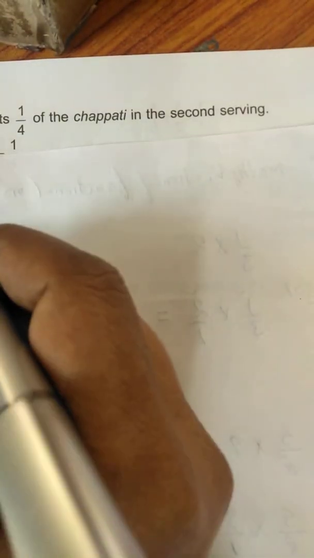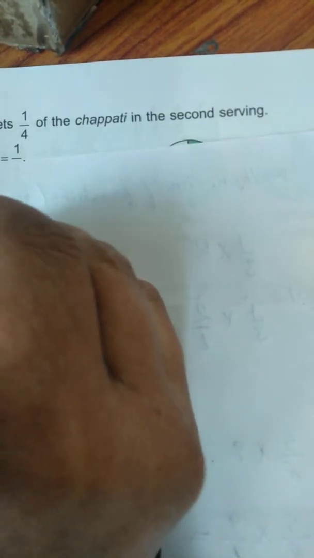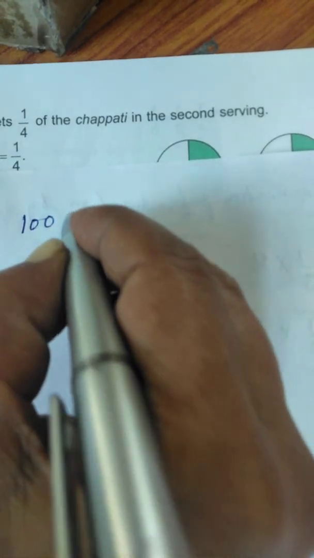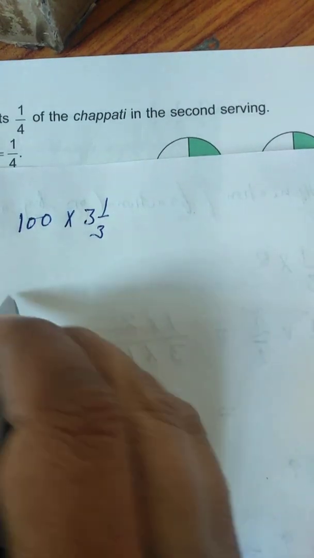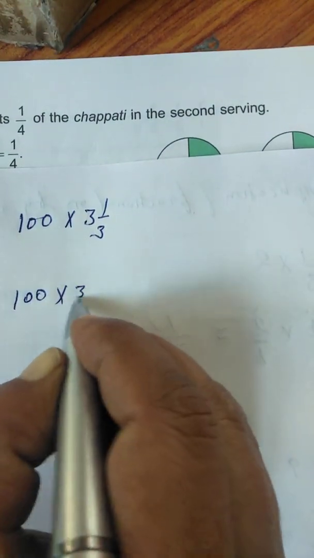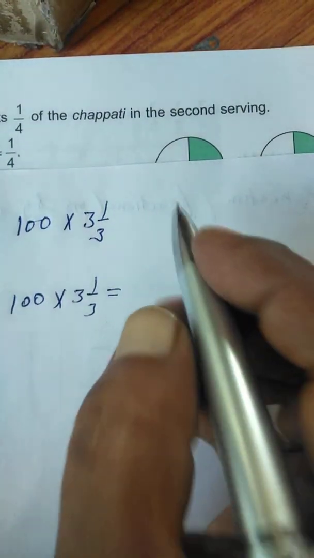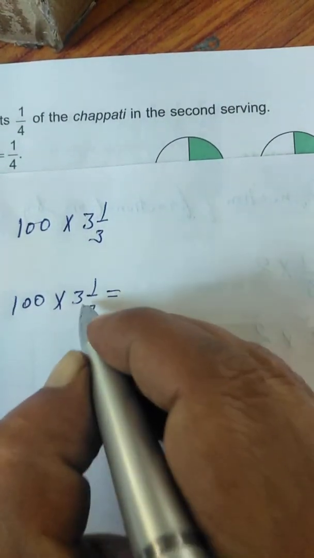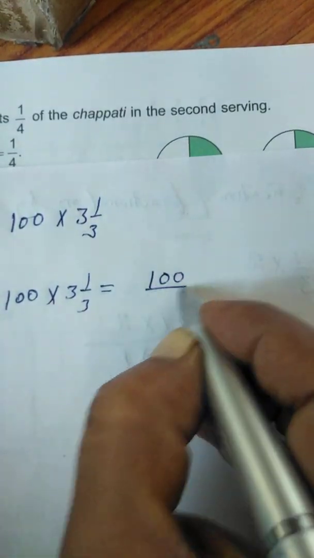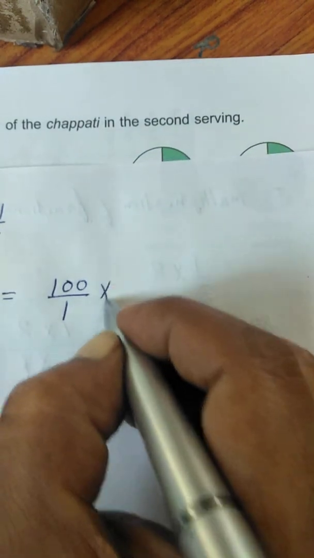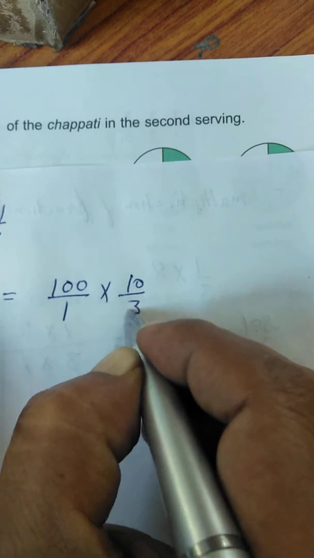Let us take one more question. 100 multiplied by 3 whole 1 by 3. Solution. Write down the question again: 100 multiplied by 3 whole 1 upon 3. So convert this mixed number into an improper fraction. You will write 100 as 100 upon 1, multiply. Now convert the mixed number into an improper fraction, which is 10 upon 3.